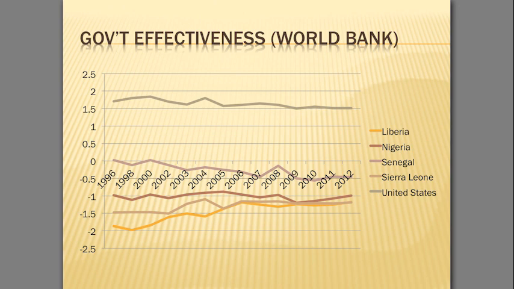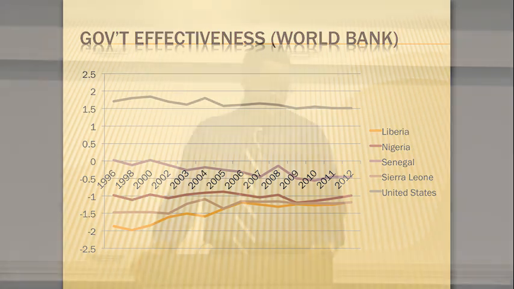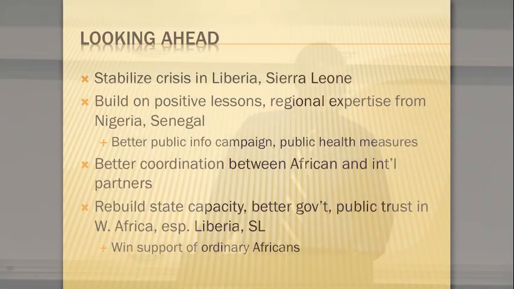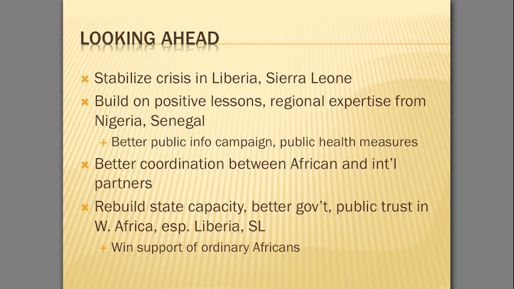and Liberia, right? What's ironic here, and I mentioned this already, is that both Liberia and Sierra Leone are much better governed today than they were 20 years ago. But a lot of what we see today in terms of the inability of the state and the government to respond has to do with decades of neglect, mismanagement, the consequences of civil wars, etc., that have seriously eroded the capacity of the state and the quality of government to deal with crises. Just looking ahead, what we need to do is stabilize Liberia and Sierra Leone; those are the most important priorities.